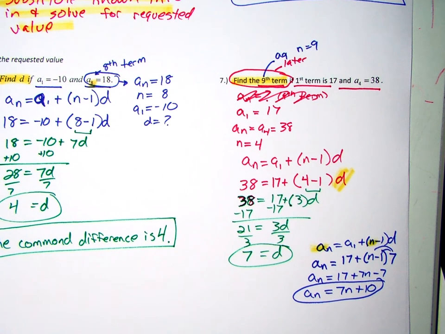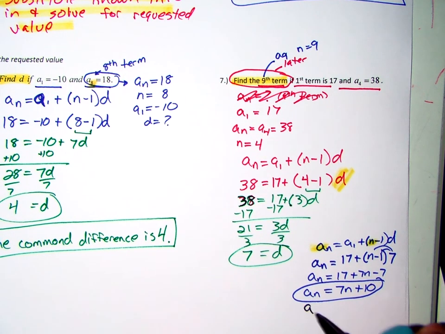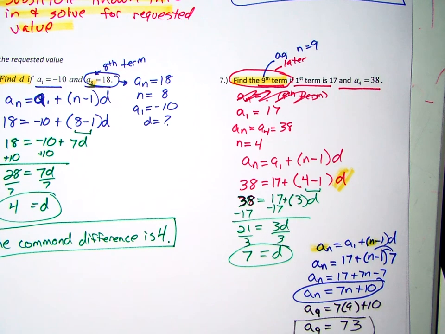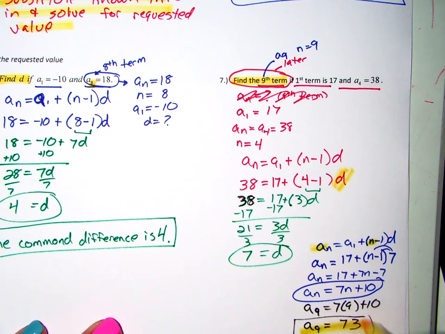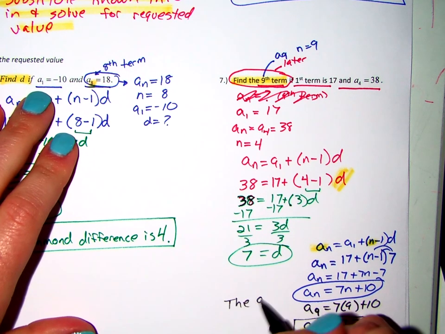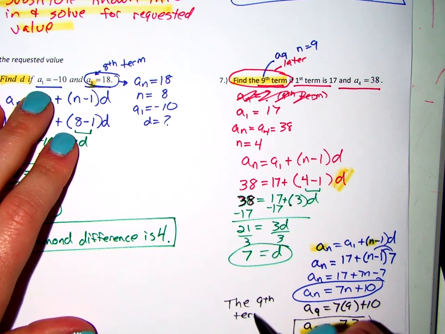So that's what we're going to go ahead and do now. So we're going to find a sub 9, which is 7 times 9 plus 10. Well, 7 times 9 is 63, plus 10 would be 73. So I know that my 9th term is 73. And that is what they're asking us for. So we finally have gotten to our final answer. So I can say the 9th term is 73.